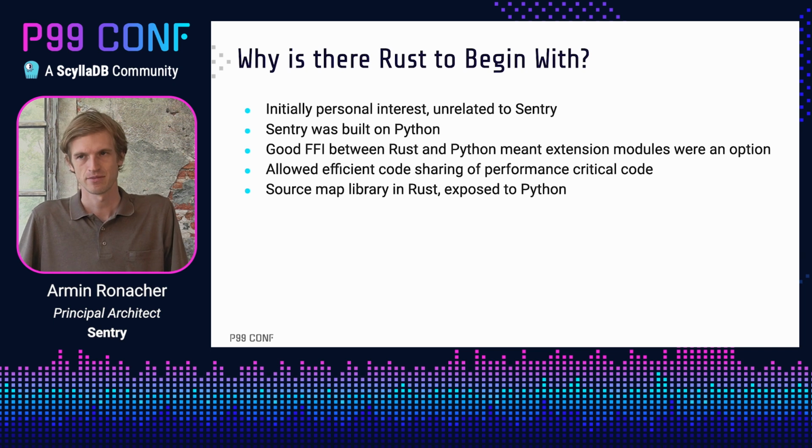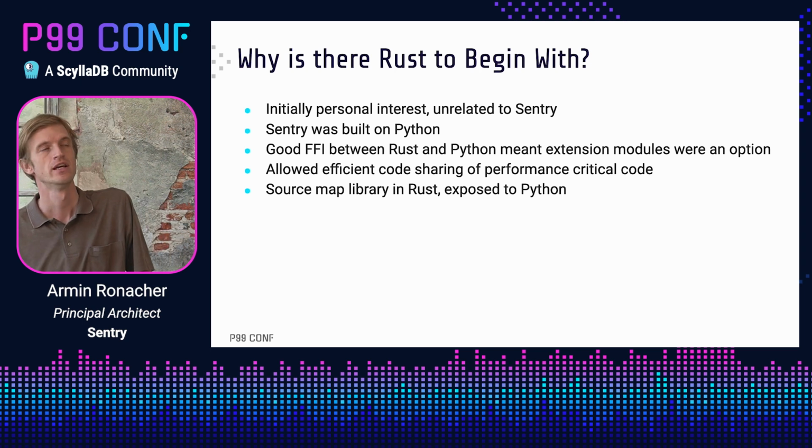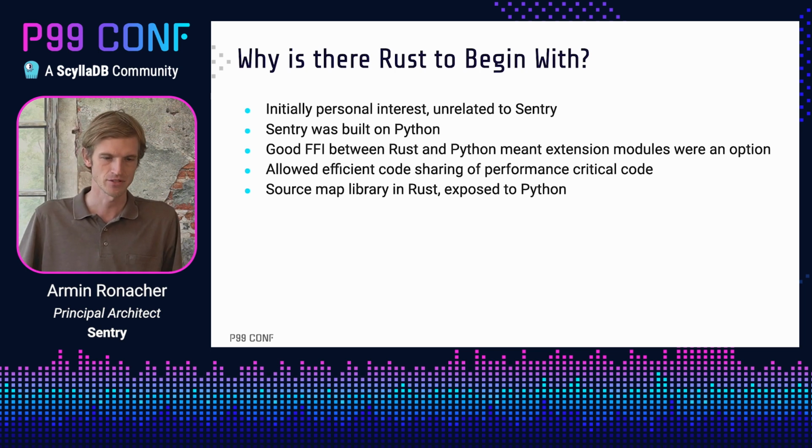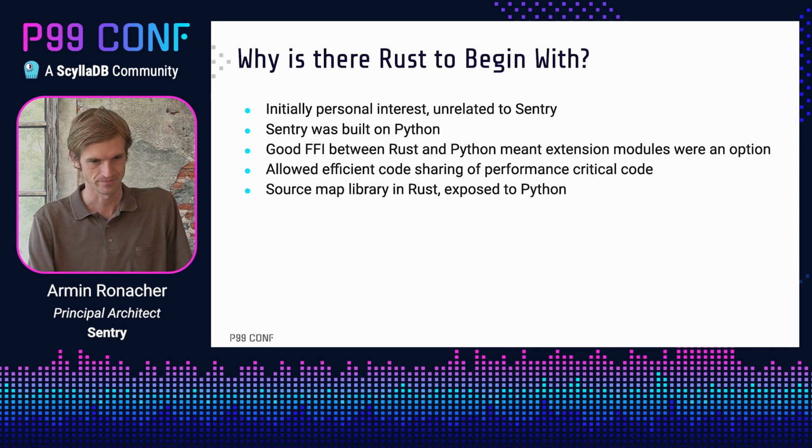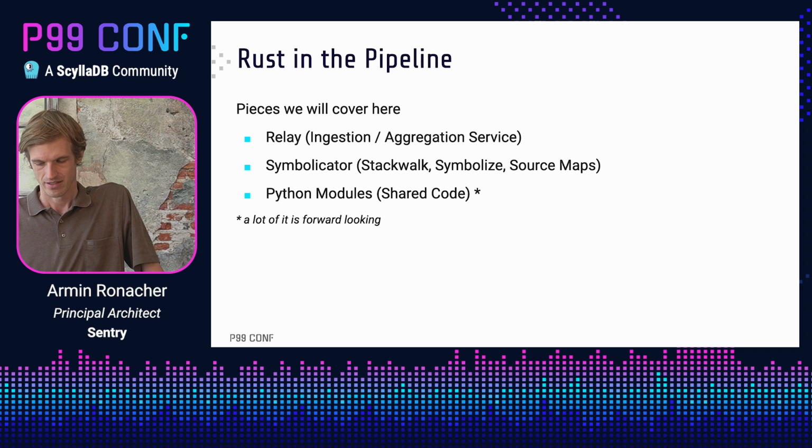What is really nice about the way you can use Rust in Python nowadays in particular is that there's an entire ecosystem that has been created, because we were clearly not the only people that had a desire to write extension modules in Rust. And so this is much easier now. As a result, it's much more established to use Rust with Python. It allows for very efficient code sharing between Python and Rust for performance critical code.